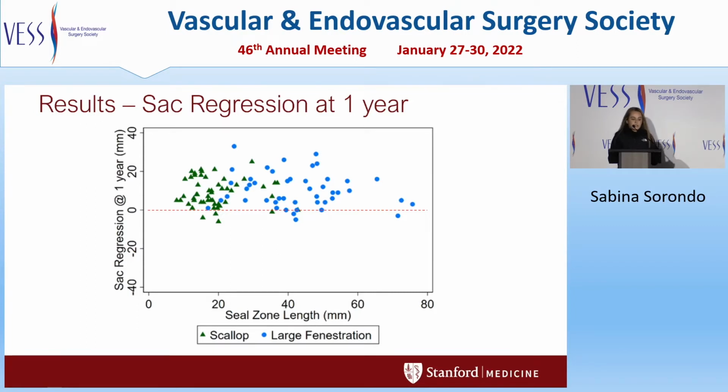In this figure, sac regression is listed on the y-axis, which shows that a majority of patients showed some degree of sac regression at 1 year. Those with sac expansion were mostly due to type 2 endoleaks. There were no type 1A endoleaks that required any proximal neck reinterventions in this group. Listed on the x-axis is seal zone length, showing that the scallop configuration on average led to seal zones of 15 to 25 millimeters, and large fenestrations led to seal zones typically between 25 and 45.